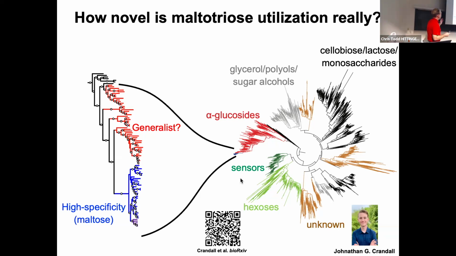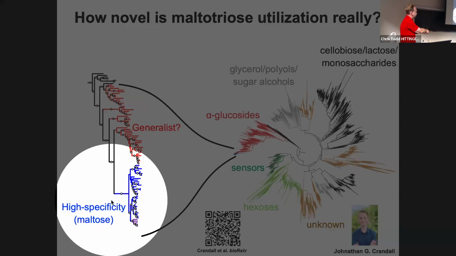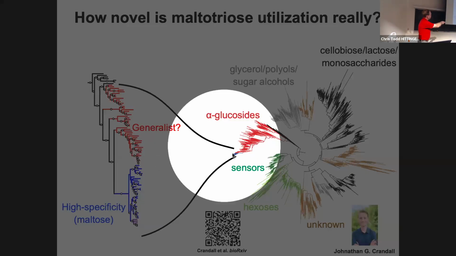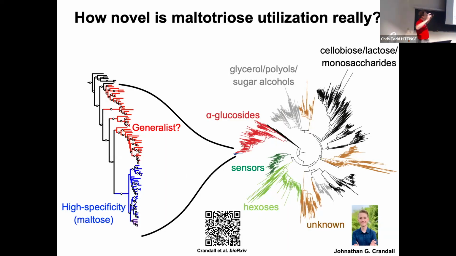Some of them have well-known functions from certain systems, some of them don't. But what we see is that these high specificity maltose transporters that Saccharomyces eubayanus and Saccharomyces cerevisiae have are actually in a very narrow part of the phylogeny. You can actually barely see them here, right? And so they're embedded in these other transporters that are related to alpha glucoside transporters.